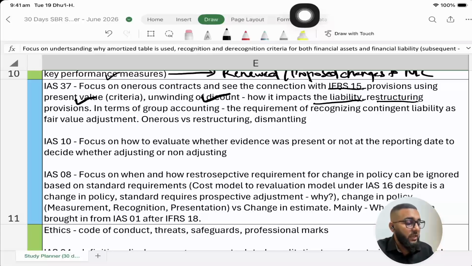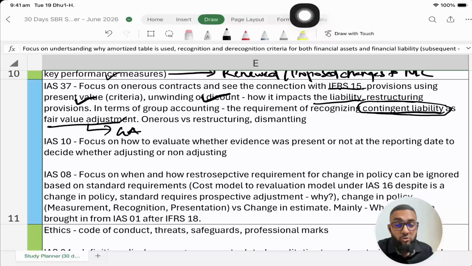In terms of group accounting, the requirement of recognizing contingent liability as fair value adjustment, right? So group accounting connection here. I'll be reiterating it back there. So here, even when there's a contingent liability that is required to be disclosed through a note, in terms of group accounting, you will have to present it as a fair value adjustment, and that impacts your goodwill. Then onerous versus restructuring, what's the difference, and how dismantling cost under IAS 16 that's capitalized is going to affect it.